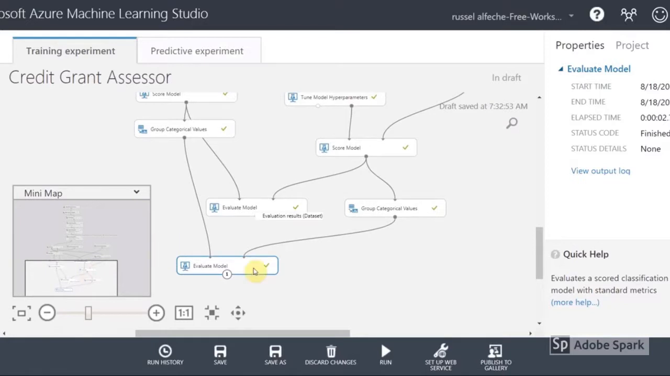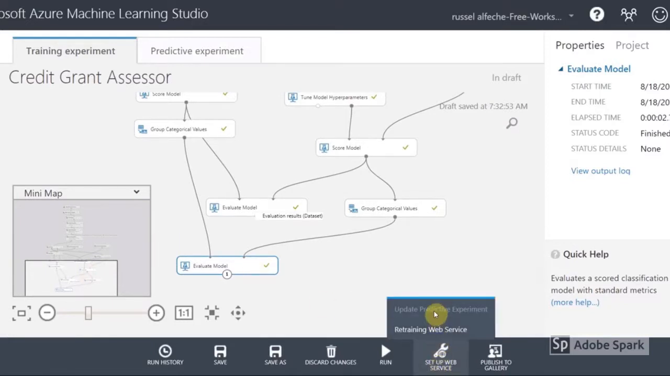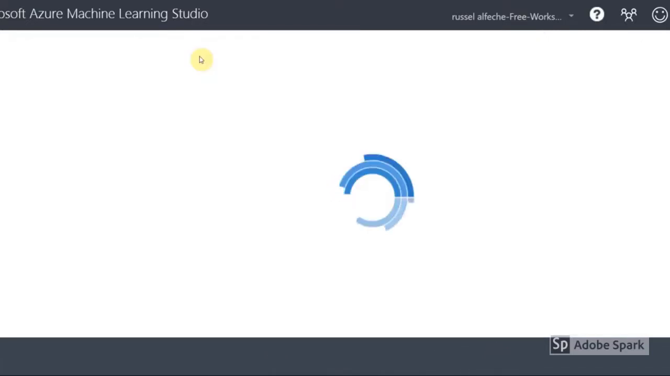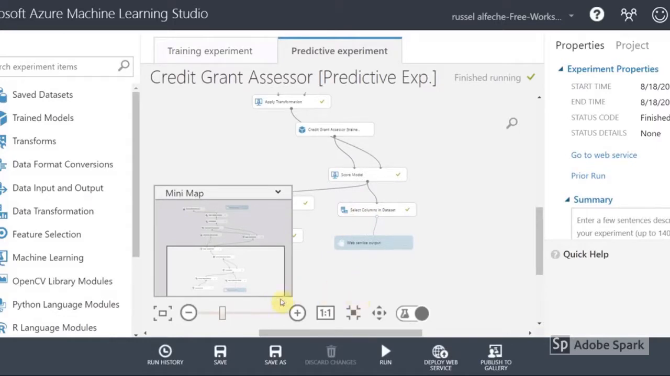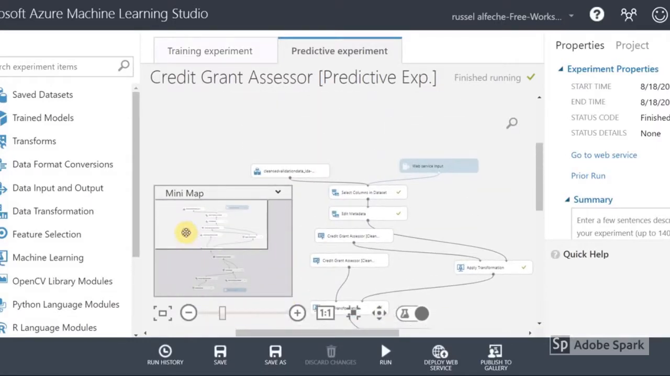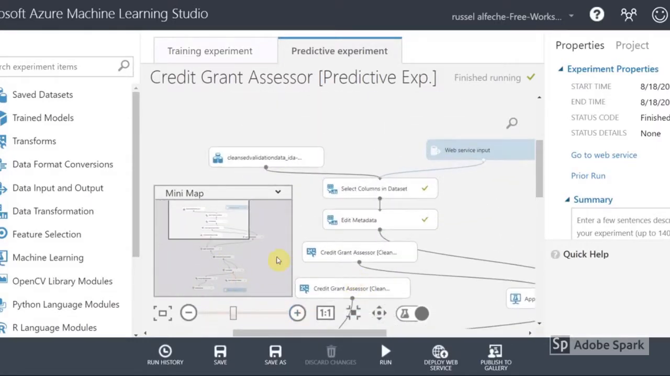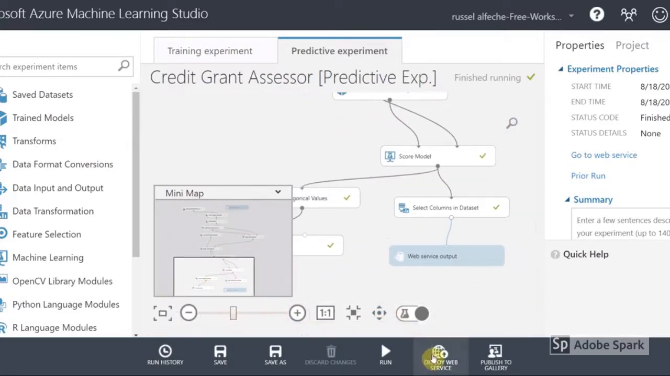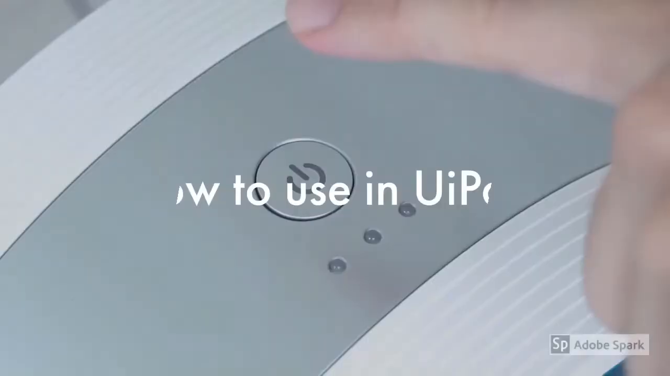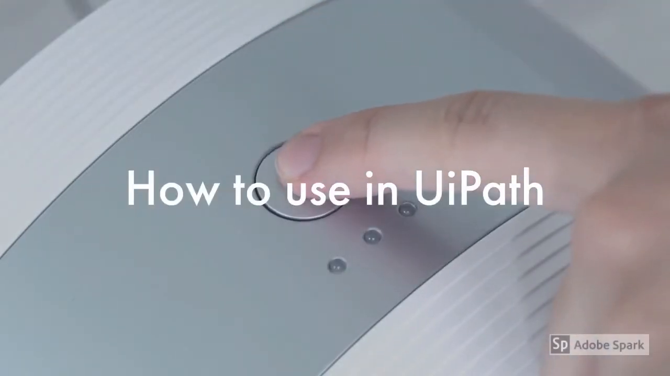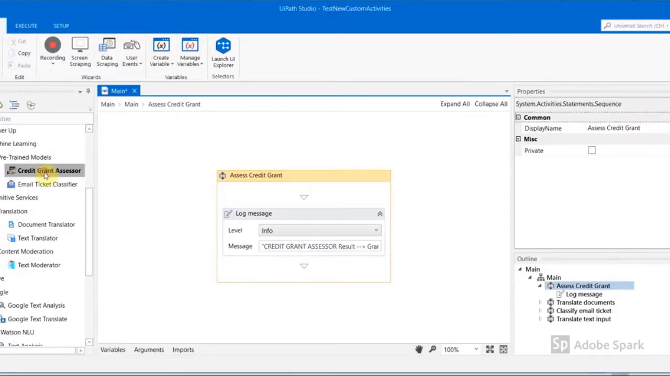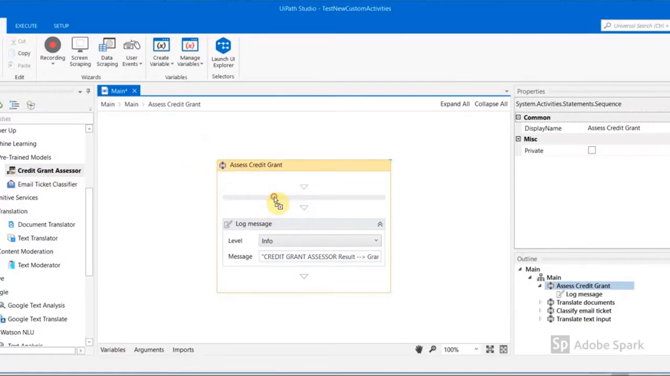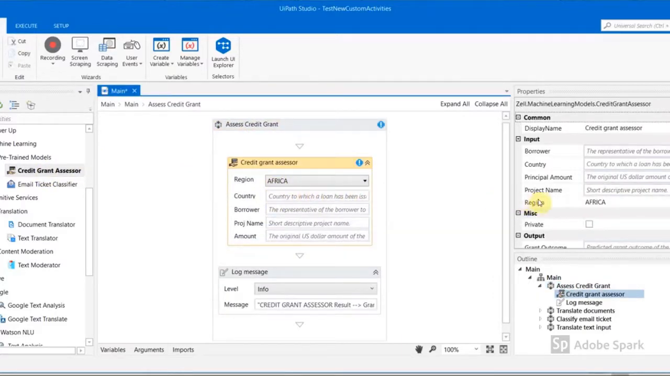After being satisfied with the experiment and its training results, I then generated a predictive experiment. This generates a more compact module with inputs and outputs, which I can deploy as a web service to be consumed by my UiPath custom activity. Now we'll look at how we can implement this machine learning model-infused activity into our automation workflow.